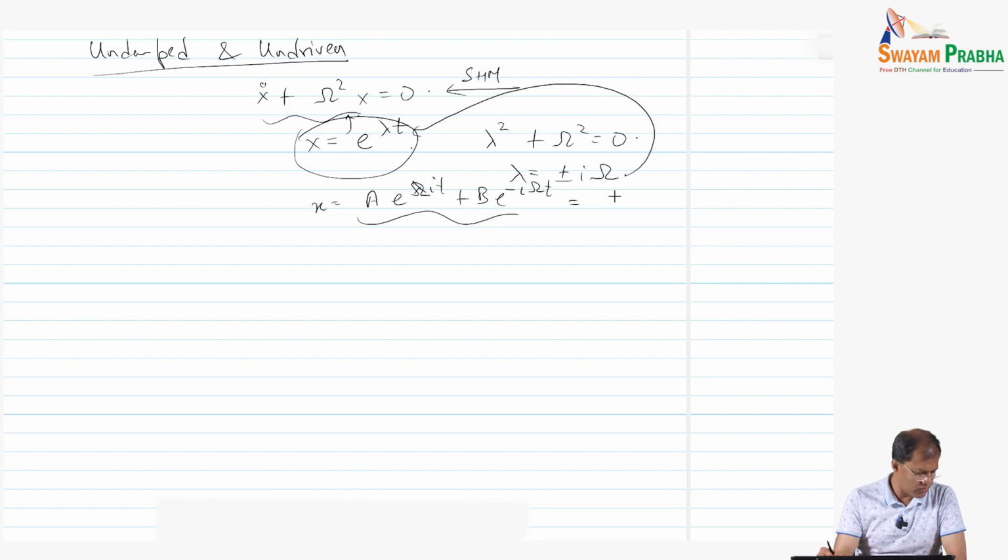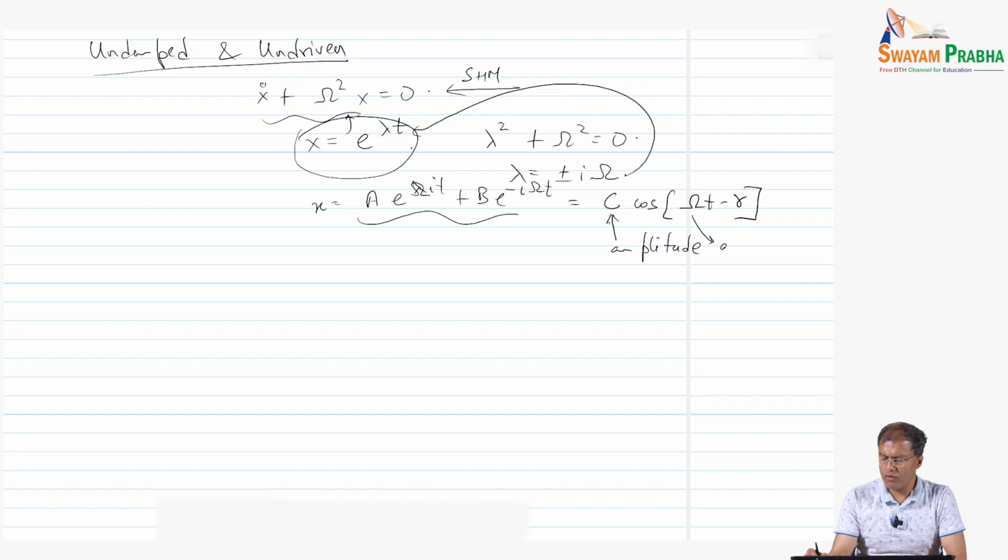This is of the form c times cos of omega t minus gamma. Then this quantity c is my amplitude. Let me introduce all these physical terms: omega is my angular velocity, and gamma is my phase difference.